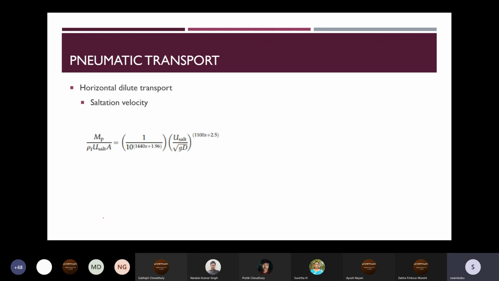Then we have horizontal dilute phase pneumatic transport. In horizontal pneumatic transport, we have a critical condition called saltation. The saltation velocity, U_salt, we can estimate using this expression. Just like vertical transport, in horizontal transport the gas velocity has to be 1.5 times the saltation velocity. Up to this part, I explained in the last class.